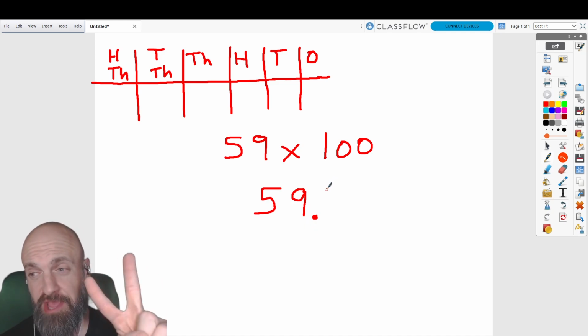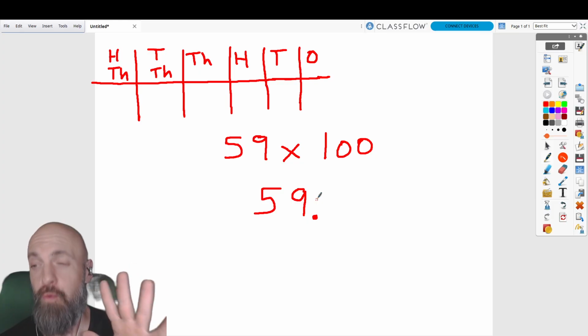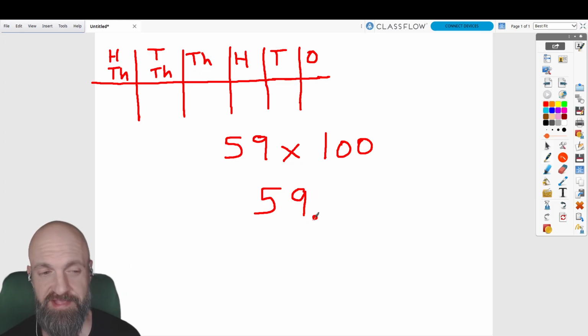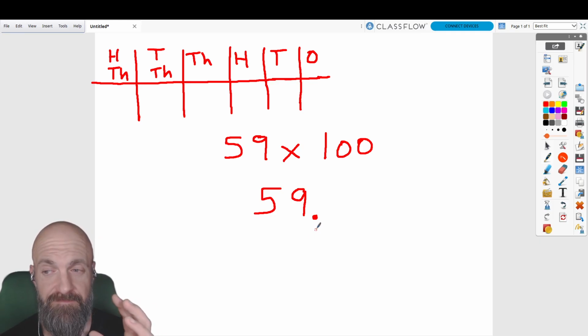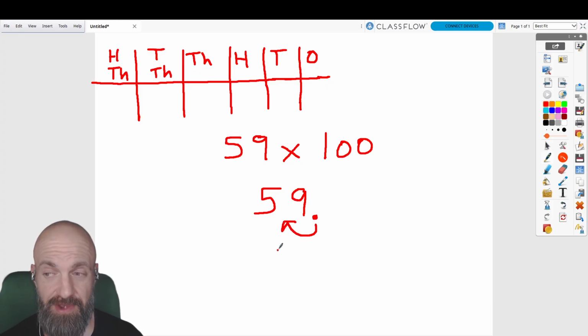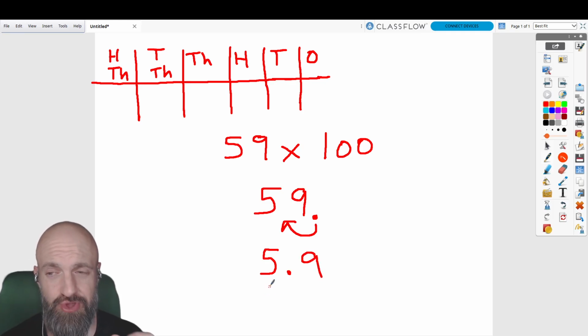Times 100 is 2 jumps. Now notice it has to get greater. The number, if it gets smaller, I'm going the wrong way. So if I were to accidentally go that way, my new number would be 5.9 or 5 9/10, which is much smaller than 59. So, oops, I went the wrong way.